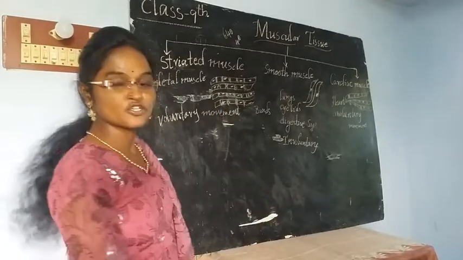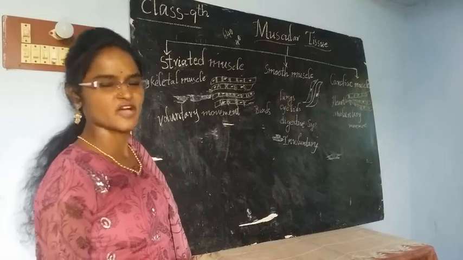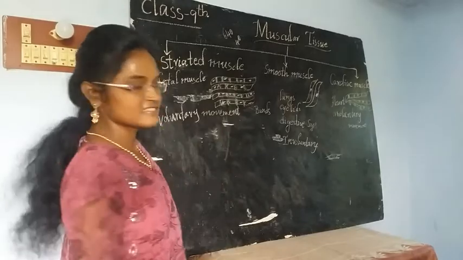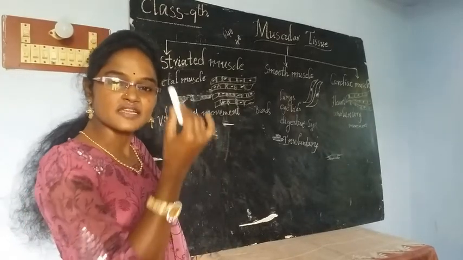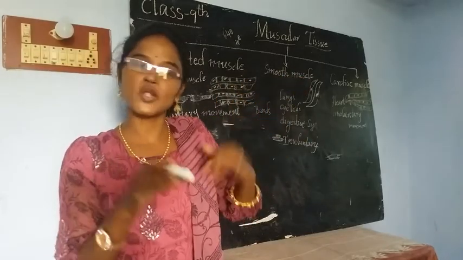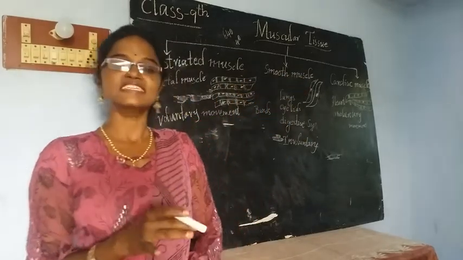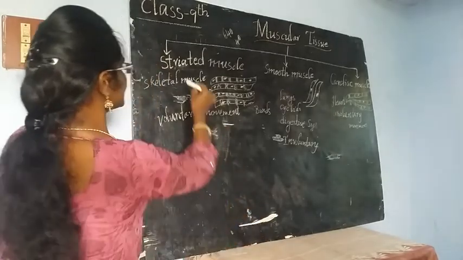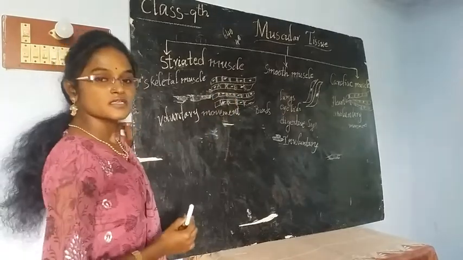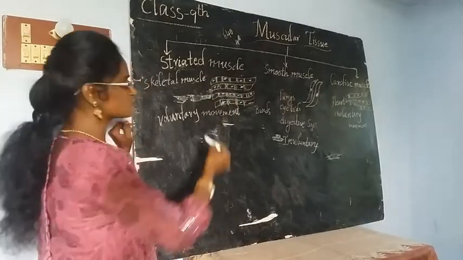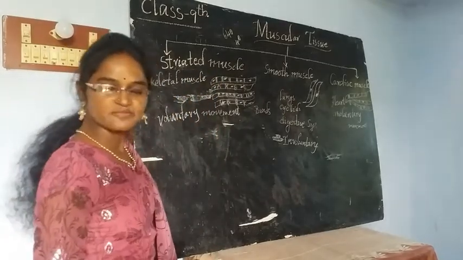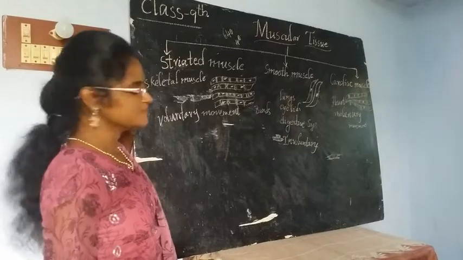And these striated muscles are also called skeletal muscles. Why are we calling them skeletal muscles? Because these muscles are connected with our skeleton. Inside our body we have a bone framework called the skeleton, and that skeleton is connected with these muscles. The muscle is connected with the skeleton or bones. That's why we call striated muscle by another name, skeletal muscle.